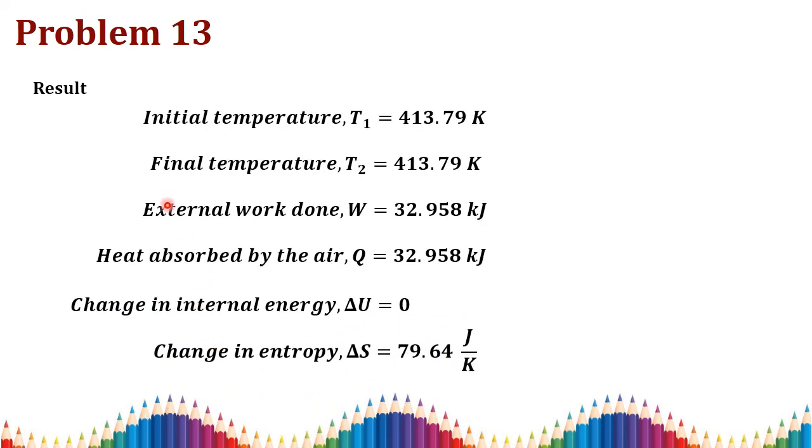As a result, the initial temperature is 413.79 Kelvin and the final temperature is 413.79 Kelvin. Since it is an isothermal process, T1 is equal to T2 and the change in internal energy is 0 for this process. So Q and W are the same. The external work done and heat absorbed by the air are both the same, 32.958 kilojoule, and the change in entropy is 79.64 joule per Kelvin.